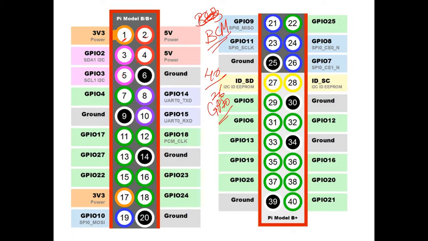What I mean is, if I'm using BCM mode, then whenever I write GPIO2, I'm referring to pin number 3. Whenever I'm writing GPIO3, I'm referring to pin number 5, and so on. Similar to that, GPIO4 will refer to pin number 7.